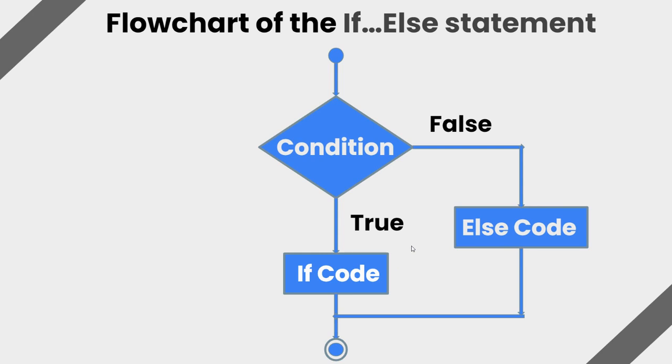Now, mind you, something to note here is that you can never have the two codes executed. It is not possible. You can only have one code executed at a time. So if the if code is going to execute, the else code will not execute. And if the else code is going to execute, then the if code will not execute. Only one out of the two can execute for every program. So let's move on and see the syntax.